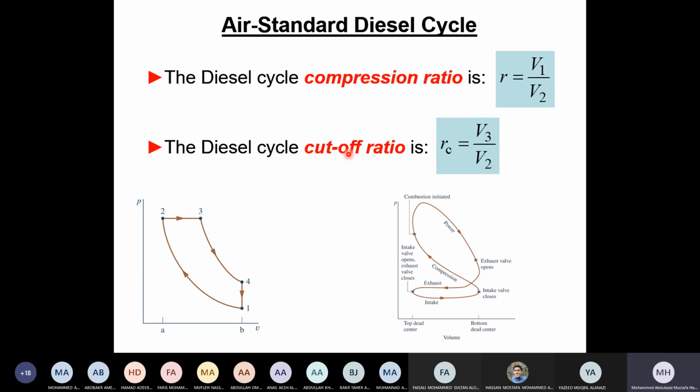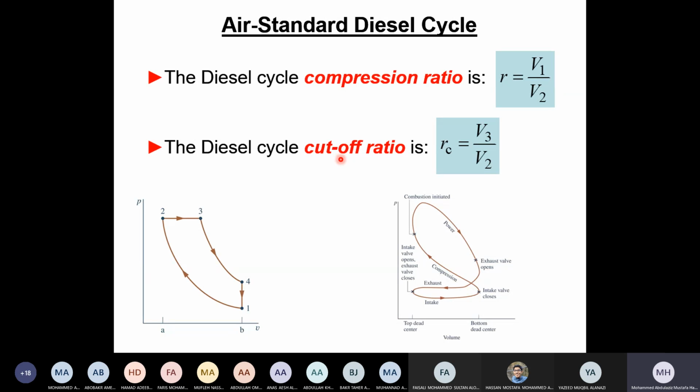And therefore they call it cut-off injection. So we start injection here, and here we cut off the fuel. We stop fuel injection, therefore we say cutoff. And therefore we have a ratio here. This ratio is V3 over V2, the volume at 3 divided by the volume at 2. And therefore we call it the cut-off ratio.